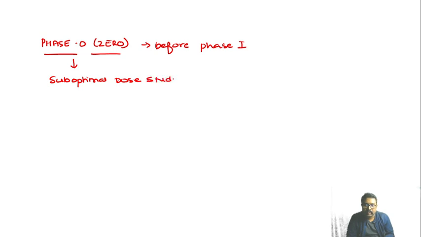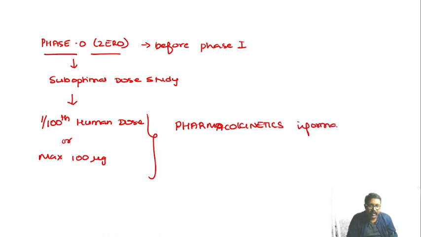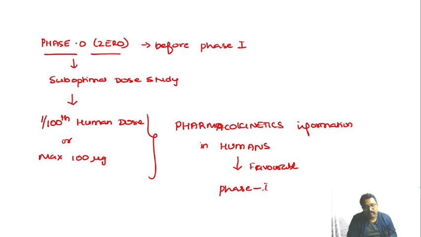dose study. So what you are going to do in phase 0 is you are going to select 1/100th of the human dose, or a maximum of 100 micrograms of the total dose, and you're going to check for the pharmacokinetic information in humans. If the pharmacokinetic information in humans is favorable, next it will be taken into phase 1.